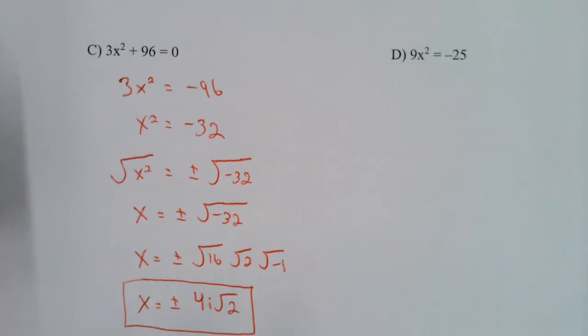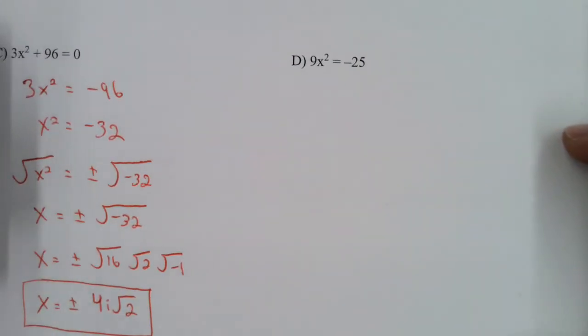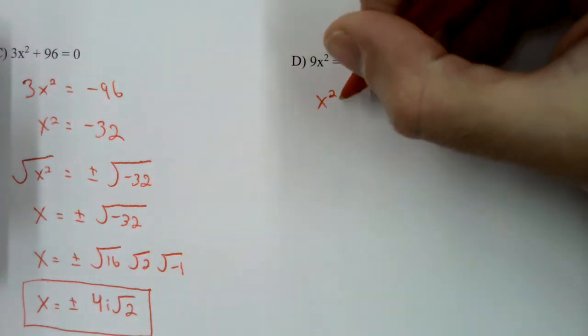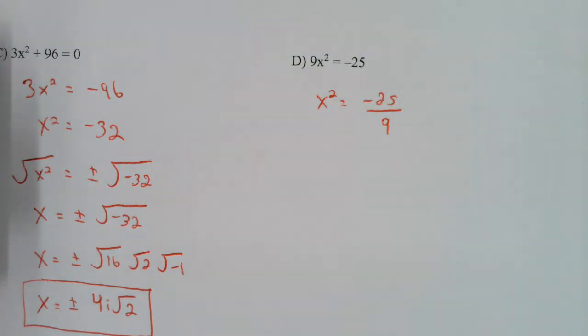And the last problem. 9x squared equals negative 25. Solve this for x. So first you have to solve for x squared. So you have to get x squared by itself. So divide each side by 9. X squared equals negative 25 divided by 9.